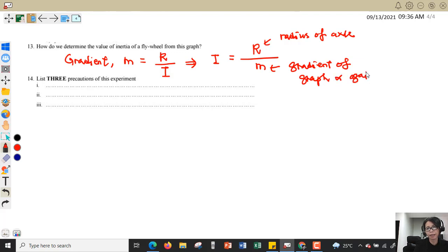Alpha against t. Okay, so this is how we determine the value of moment of inertia for the flywheel.